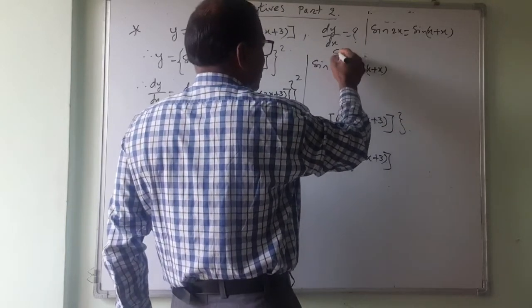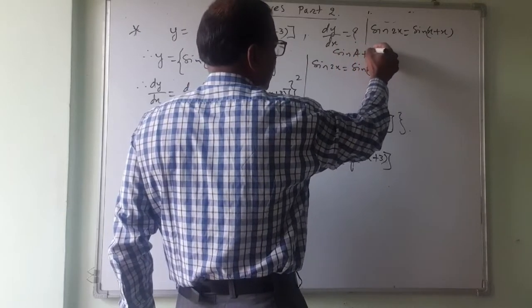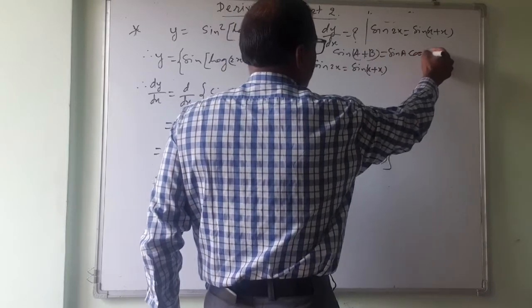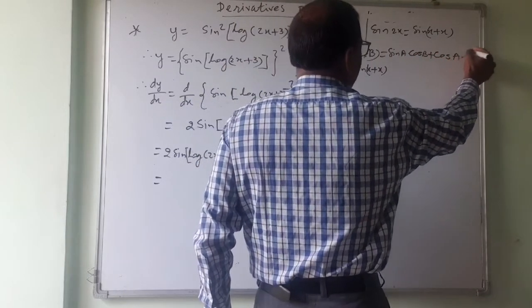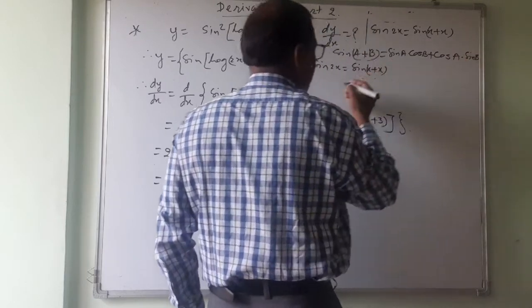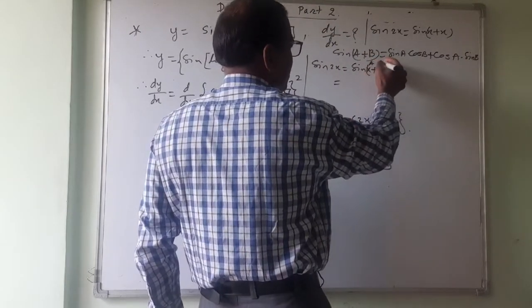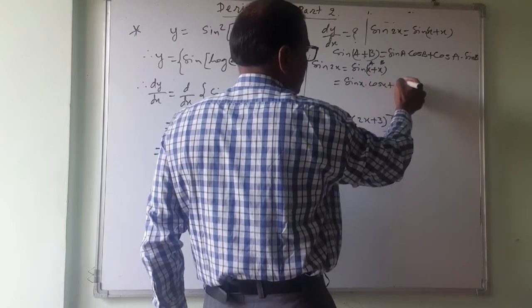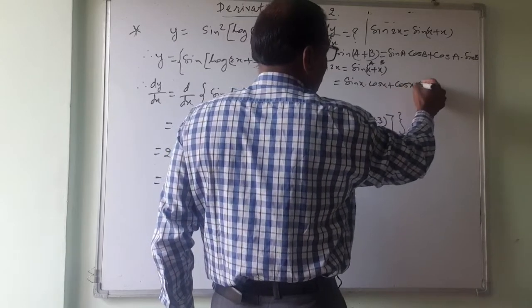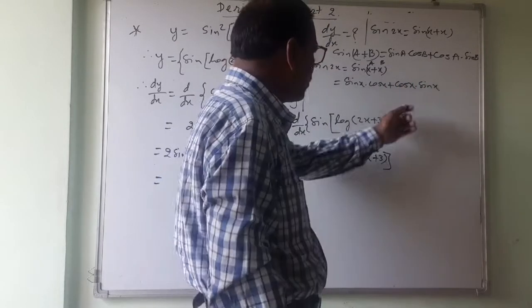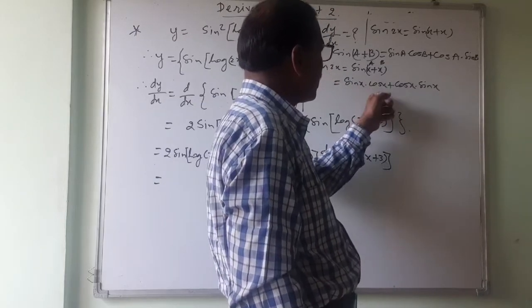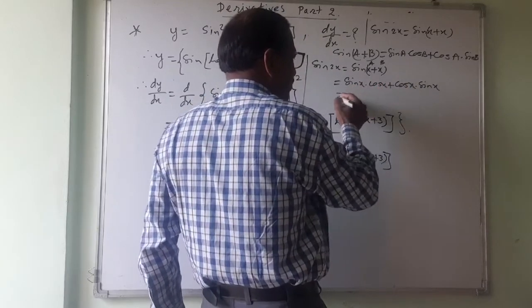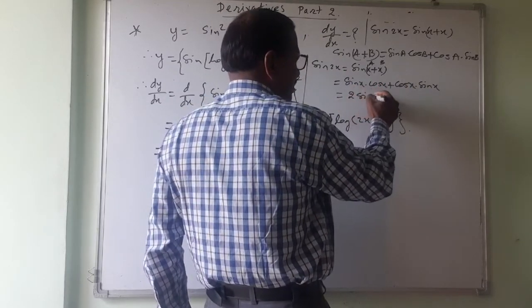And the formula for sine of a plus b is equal to sine a into cos b plus cos a into sin b. So this is a and this is b. A and b are the same. Sin x into cos x plus cos x into sin x. Here only the sequence is changed: 2 into 3 and this is 3 into 2. That's all. So adding the same term, it will become twice. So 2 sin x into cos x.